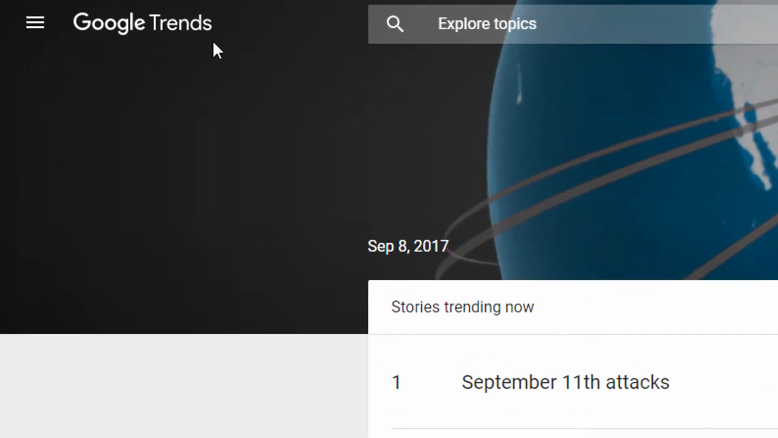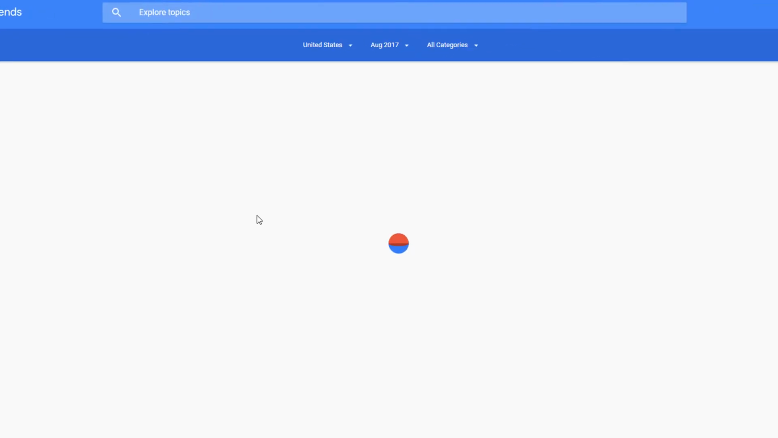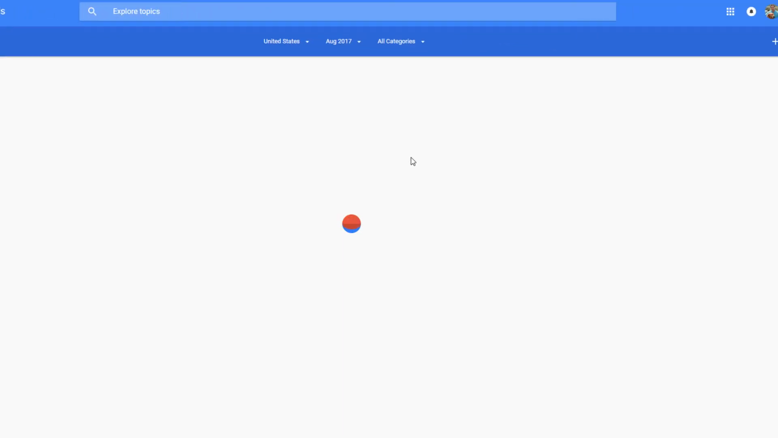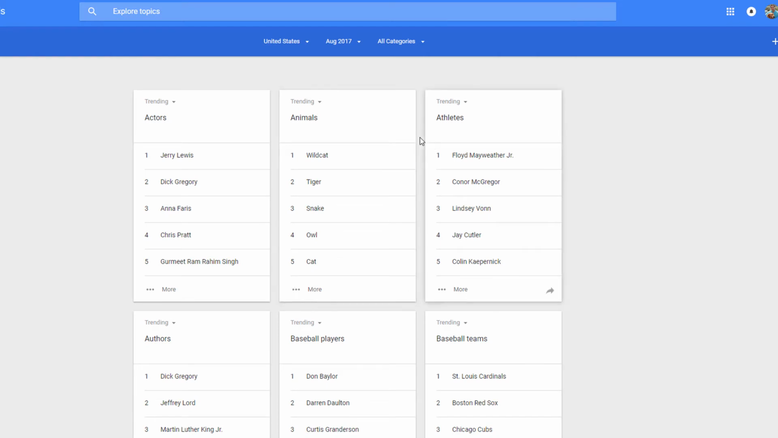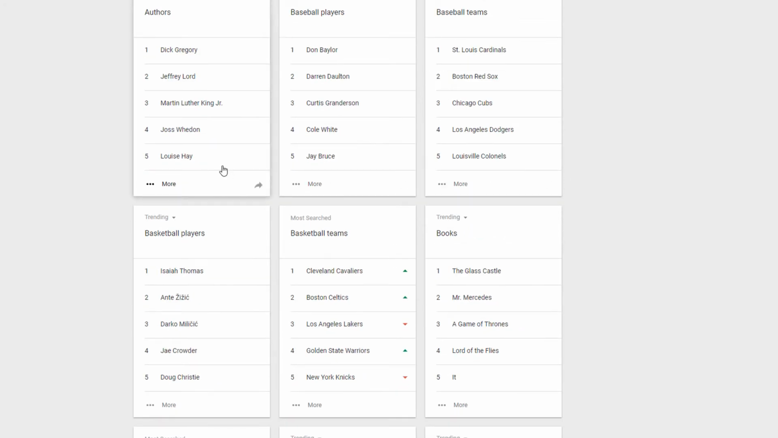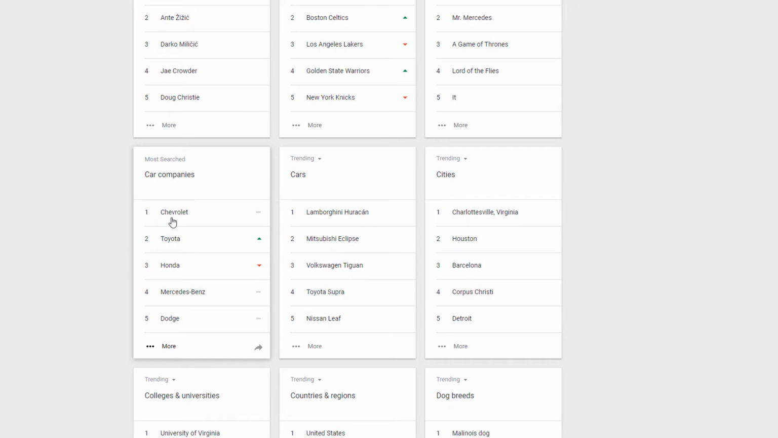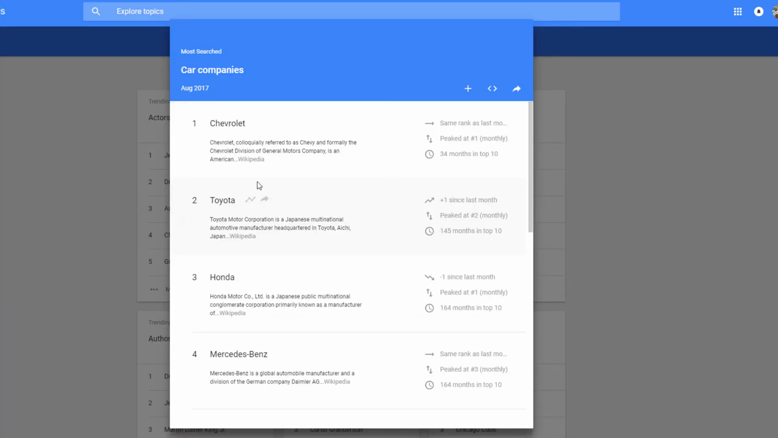We can also go up here at the top left and choose top charts. We're going to be able to narrow down a little bit more in our categories. We can see the top athletes, actors. We can go down to top authors right now, what people are talking about. So if you cover books, here are the top authors people are talking about. Top car companies: Chevrolet is the top car company at this moment that people are talking about. And so you can see what's most searched about this.